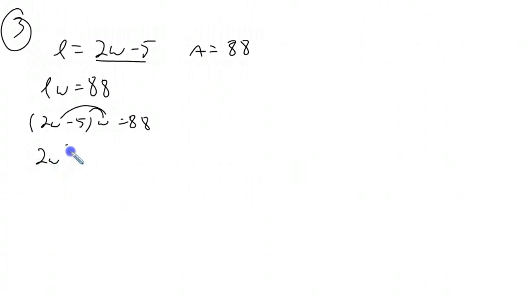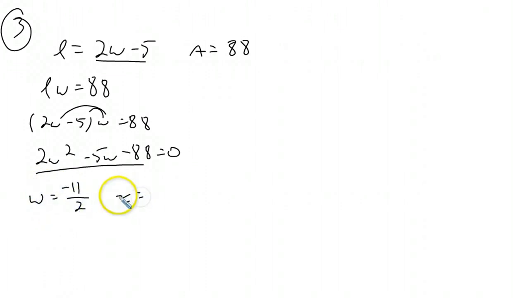So I'll give me 2w squared minus 5w. And if I subtract 88 to make it equal 0, it'll be minus 88 equals 0. Okay, so this one I'm actually going to use my calculator, so we would punch this into our y equals, so I'd say y equals 2x squared minus 5x minus 88. I'll find my zeros, so one of them will be negative 11 over 2. The other one will end up being w is 8. But since I know that I can't have a negative width, well, it has to be the 8 then.